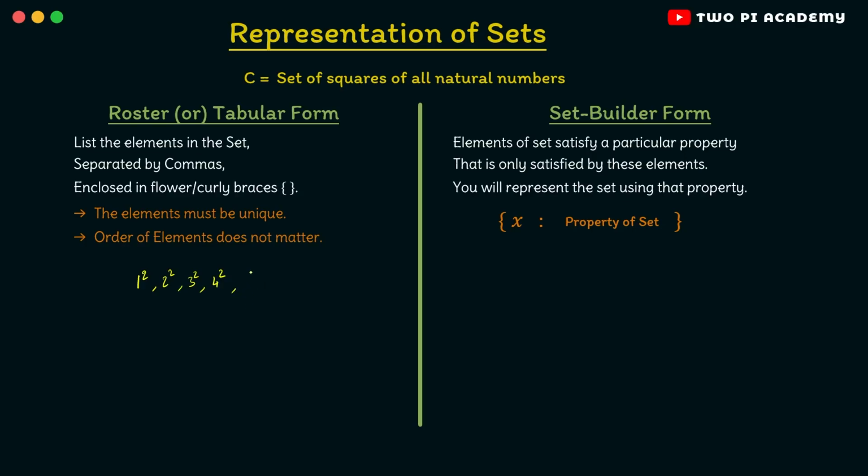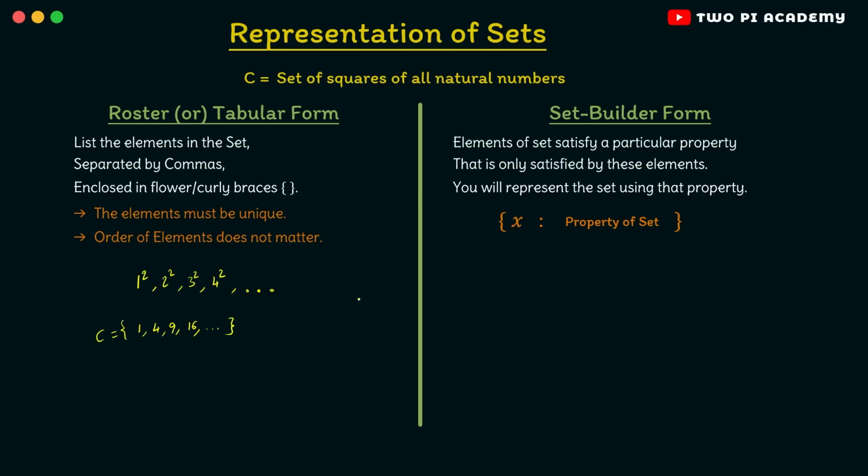In sets, when you have an infinite number of elements, after some elements, you can just write 3 dots, which specifies that they will continue in the same fashion until infinity. So now by squaring each of these, you will get the elements 1, 4, 9, 16, and so on. So this is the roster form representation of the set capital C.